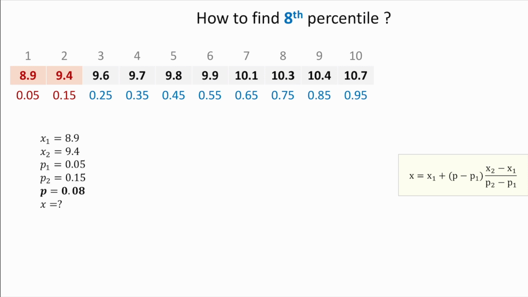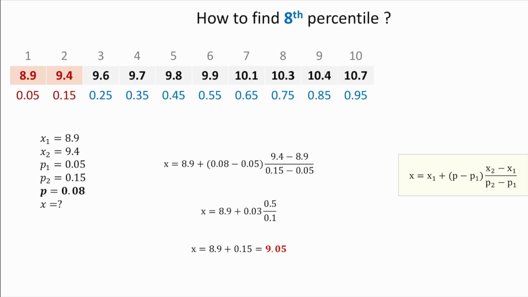Okay. And that's just an illustration of how to use it. It's the same task. So we know that x1 is 8.9, x2 is 9.4, p1 is 0.05, p2 is 0.15. And what we are looking for is the value that corresponds to 8%, right? So it's the 8th percentile. Now we simply put all these values into the expression that we derived recently, and that gives us exactly the same answer as we got before. It's 9.05. Okay. So this is how to compute quantiles, percentiles, and in the next video, we will talk about how to visualize them.